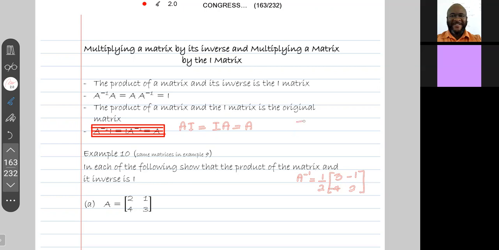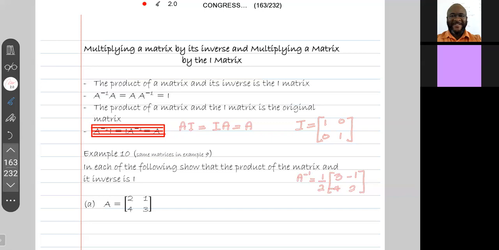Now, the 2 by 2 identity matrix looks like this: 1, 0, 0, 1. So the identity matrix is a matrix in which all the leading diagonal elements are 1 and every other element in the matrix is a 0. Now, multiplying by the I matrix is equivalent to multiplying by 1. So if I multiply the matrix A by the I matrix, I'm going to get back A. All right, so that is important.